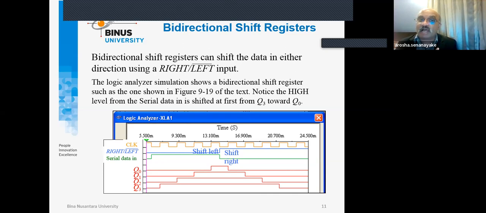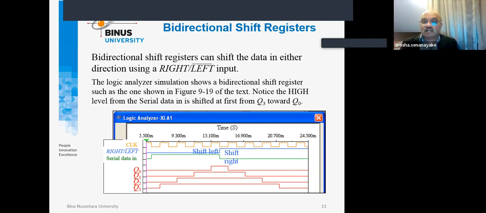So in this case, for example, it says that left shifting of the bits will occur when the particular signal, the particular pin, is in 0. Bits will be shifted to the left. As long as it is in 1, bits will be shifted to the right. The only thing is that you have to observe this using, in this case, a logic analyzer.